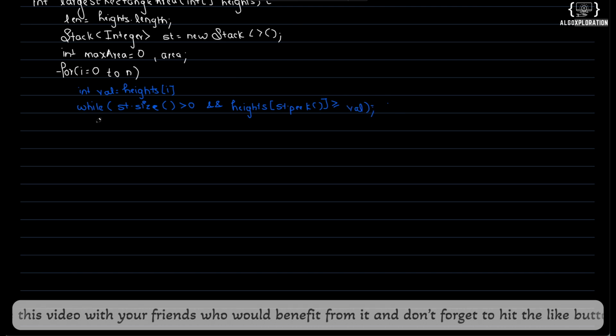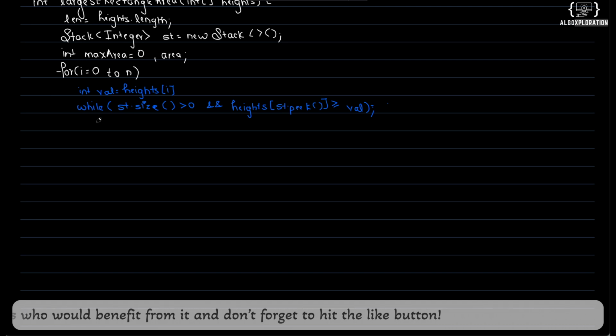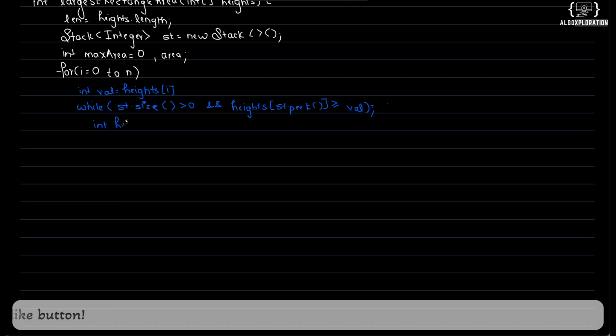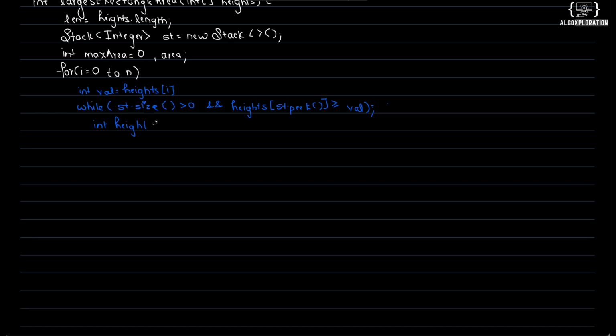If that's the case, then I need to pop that element and I need to find the area. So int height is equal to heights of stack dot pop. Since we are storing the index, not the value, I am writing it this way. Now I got the height.